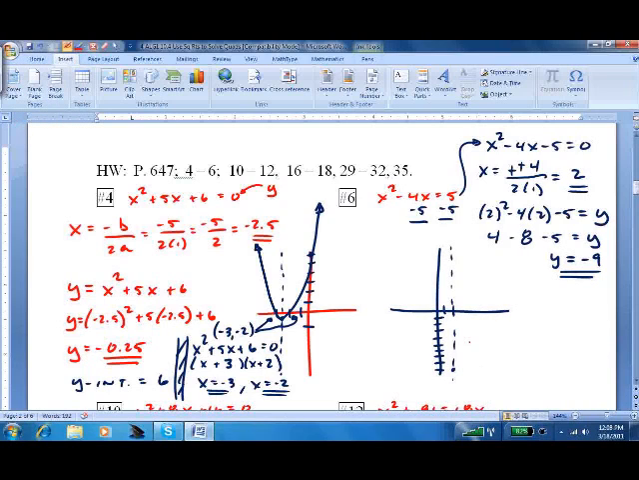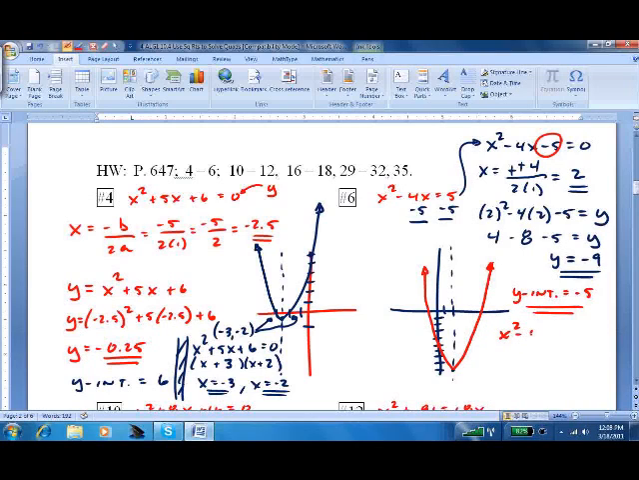We know that it's going to come up here and hit at negative 5. That's the y-intercept. 1, 2, 3, 4, 5. We follow that up. Hits about there. We know it hits, so let's factor it real quick.